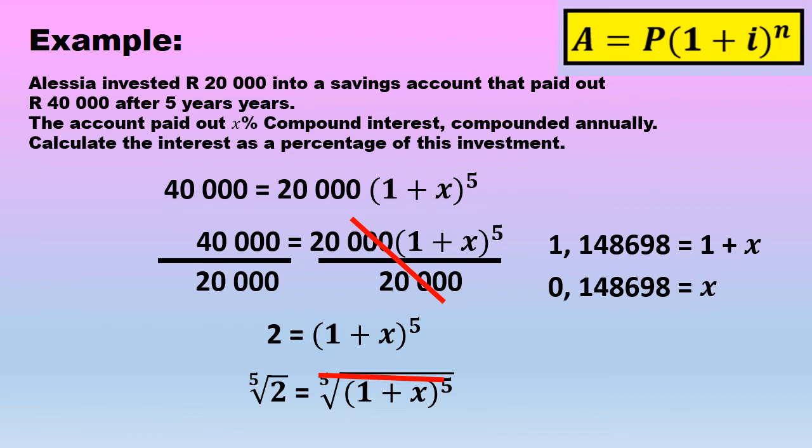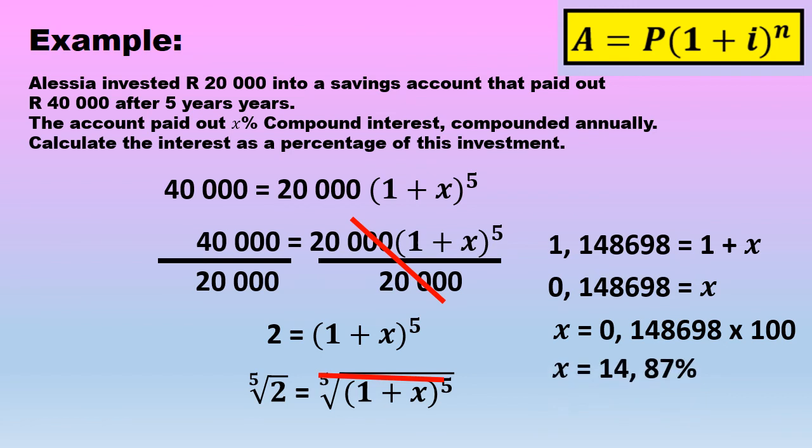But remember, they are asking you to write it as a percentage. So at the moment, it is written in a decimal form. We don't want it in a decimal form. How do we get it back to a percentage? So remember, in the beginning, I said you write it as a decimal by dividing it with 100. So now we want to take it from a decimal to a percentage. So we times with 100. So X is equal to 0,148698, and we times that with 100, which gives you X.